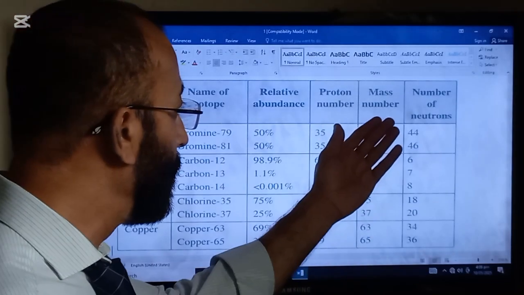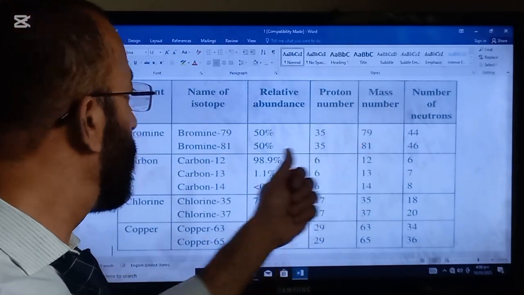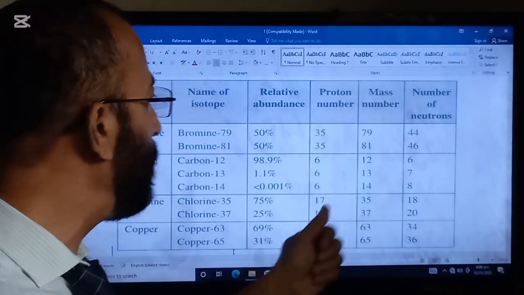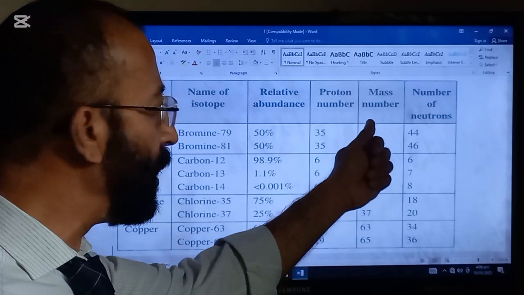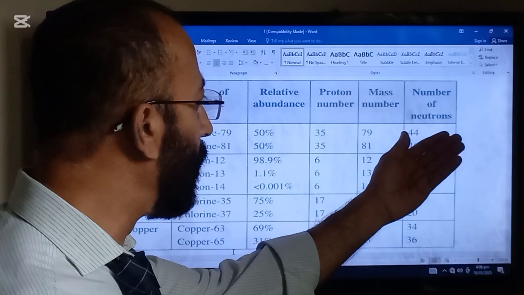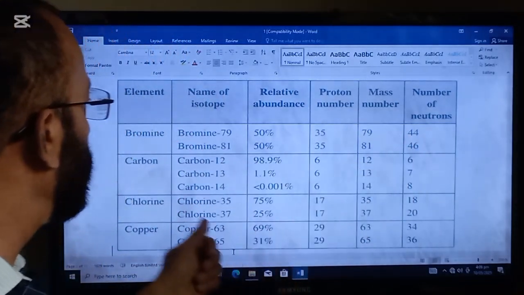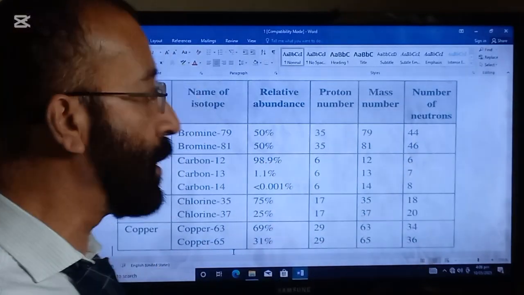So look now, nucleon number is also called mass number. So bromine 79 has mass number 79 and bromine 81 has mass number 81. And the number of neutrons in bromine 79 is 44 and in bromine 81 is 46.